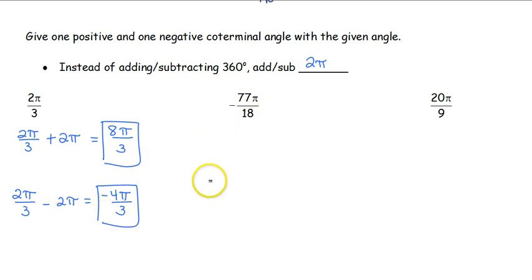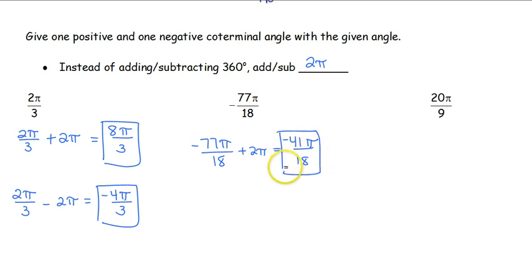Here we've got a negative 77 pi over 18. If I want a positive, we add 2 pi. When I add 2 pi, unfortunately, I was going for a positive coterminal angle, but I ended up with a negative 41 pi over 18. And if I take that negative 41 pi over 18 and I add 2 pi again, do you think I'm going to get a positive or a negative? I still get a negative 5 pi over 18.